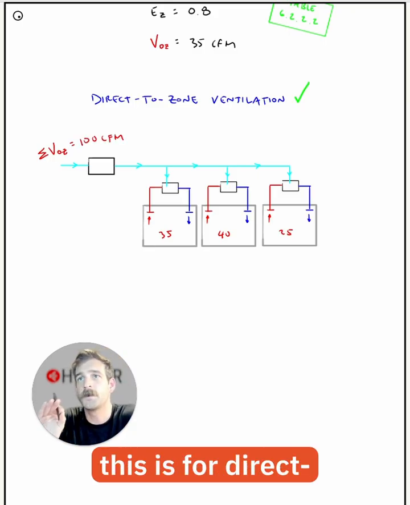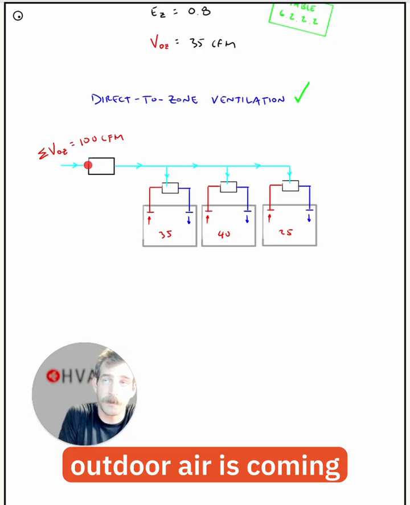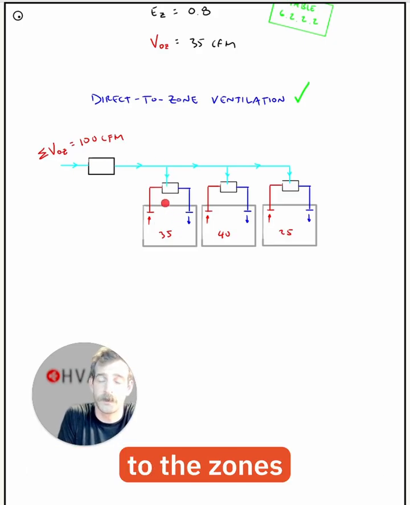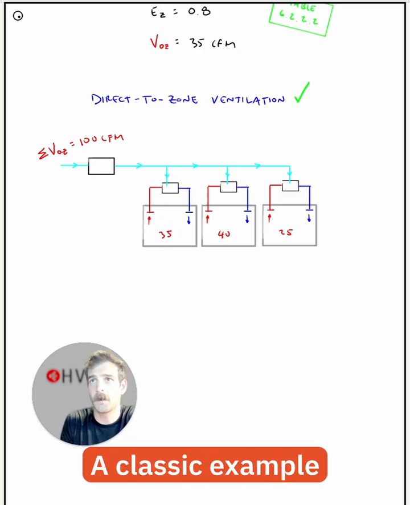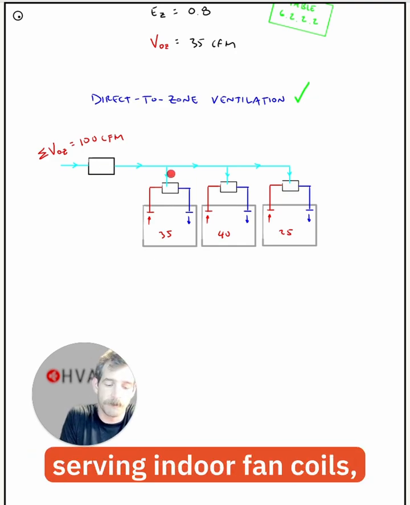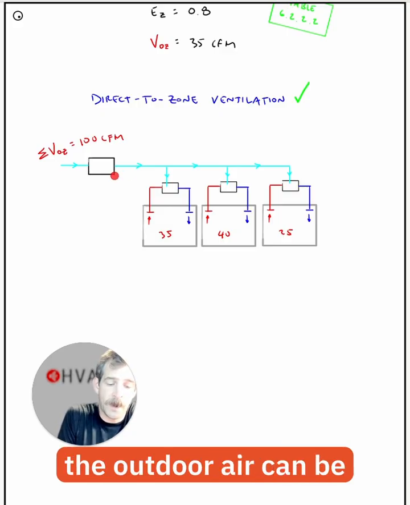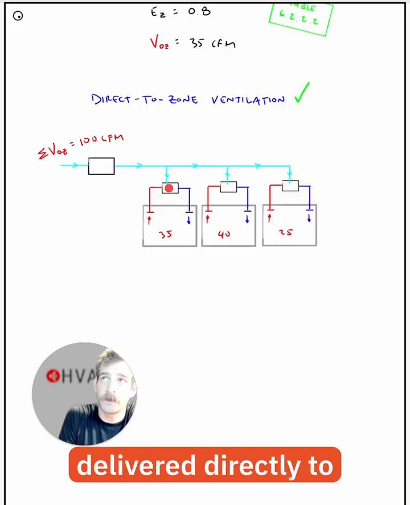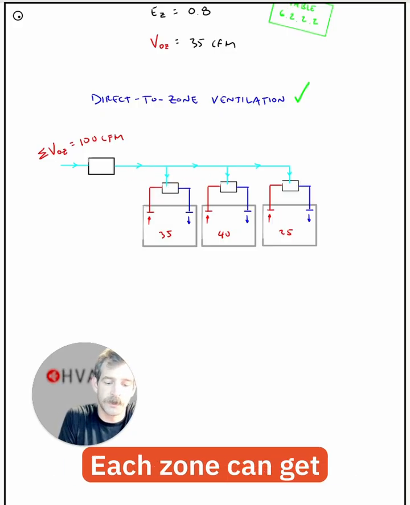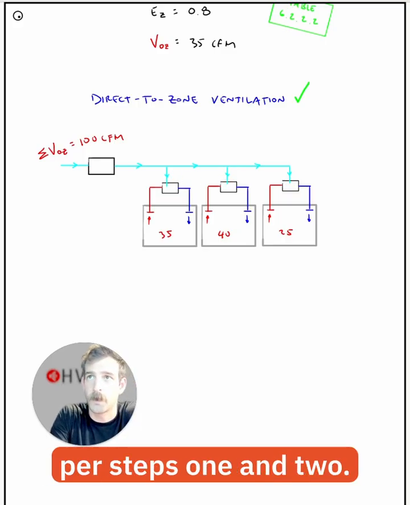However, this is for direct to zone ventilation, meaning all of your outdoor air is coming through and going directly to the zones that it's ventilating. A classic example is you have a dedicated outdoor air unit serving indoor fan coils, maybe a VRF system. The point is, the outdoor air can be delivered directly to each zone precisely. Each zone can get exactly as much outdoor air as is calculated per steps 1 and 2.